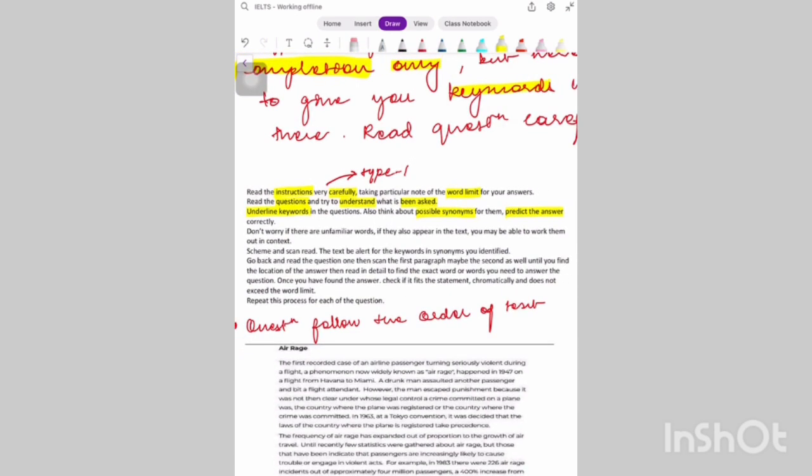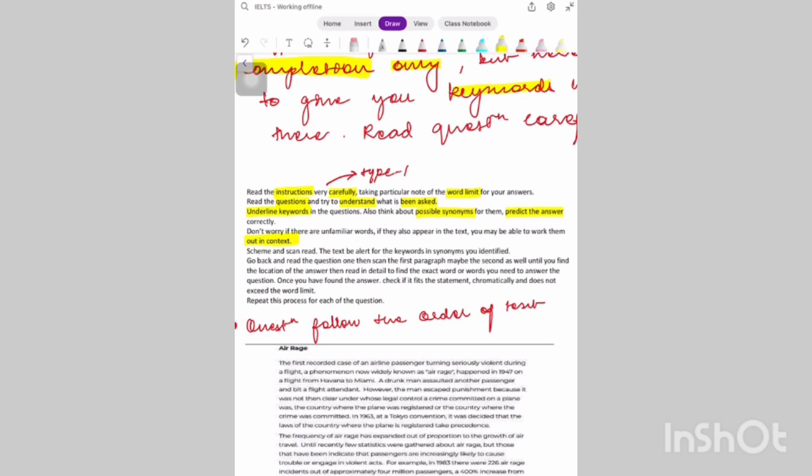So underline keywords, look for paraphrasing and try to predict the answer. Don't worry if there are unfamiliar words. If they also appear in the text, you may be able to work them out in context. If you have come across a word that you have never heard in your life and it is present there, try to work it out in context.